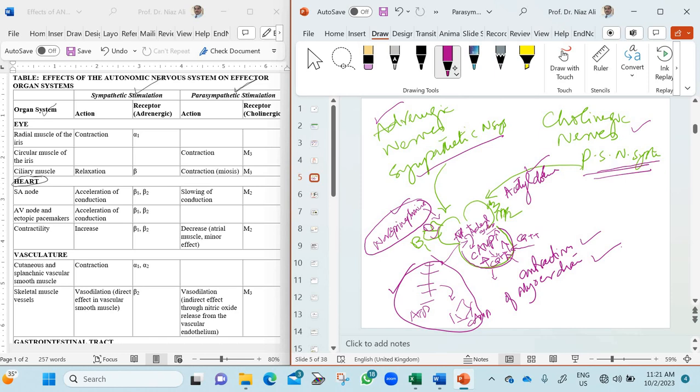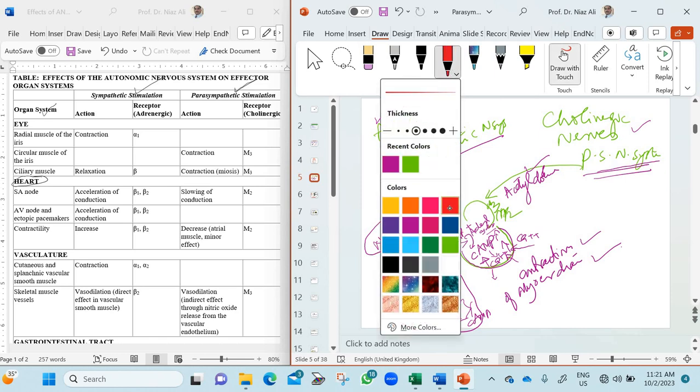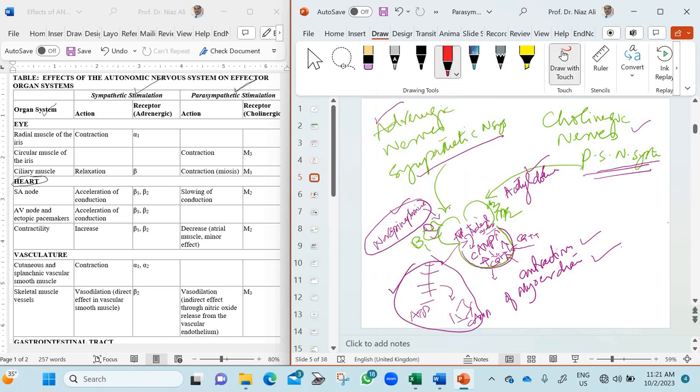And what will the contraction of the myocardium do? It will eject the blood into the aorta. And what will happen? It is going to increase the stroke volume.